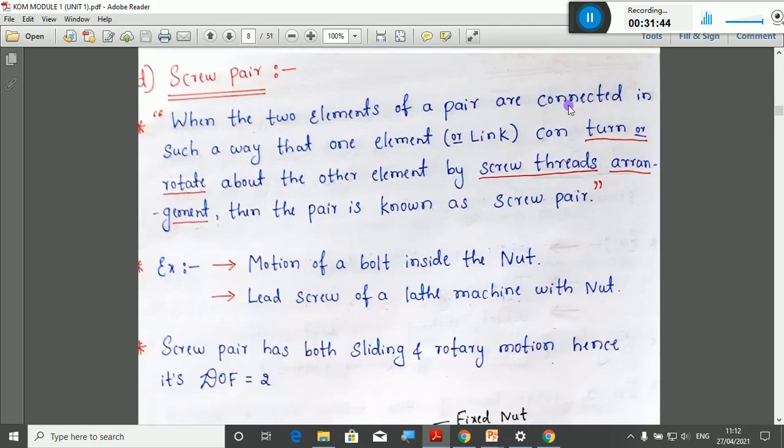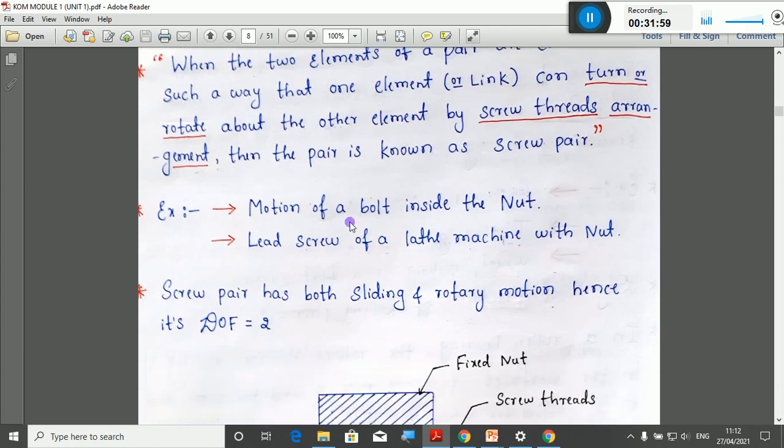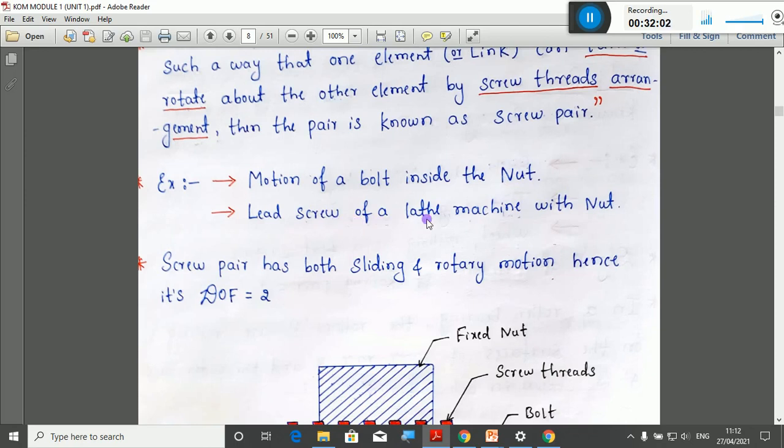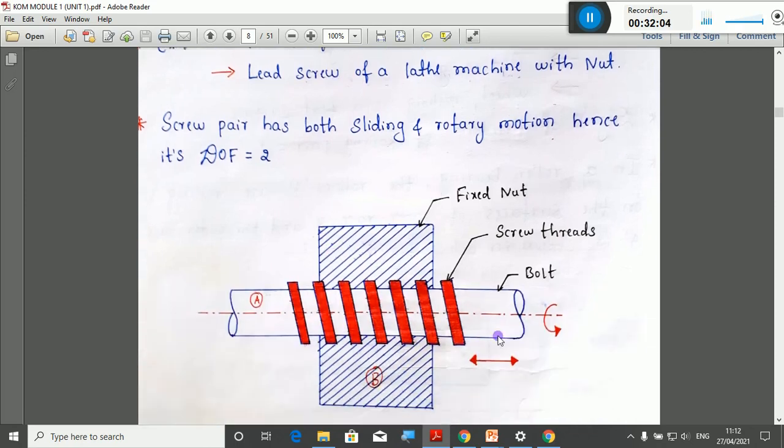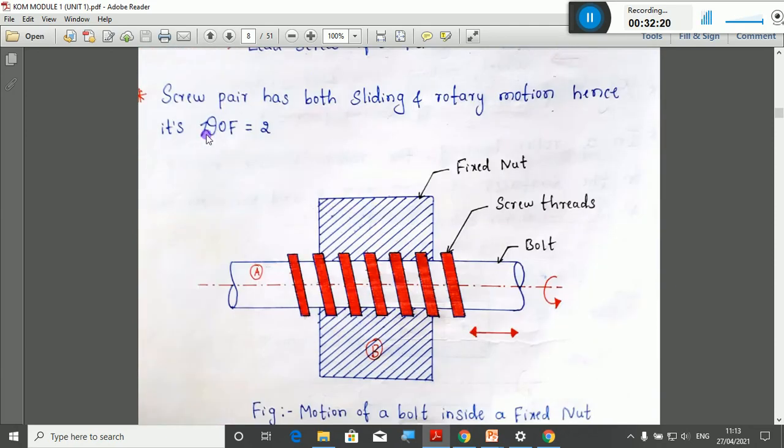The two elements of a pair are connected in such a way that one element, or kinematic link, can turn or rotate about the other element with the help of screw threads. Such an arrangement I can call a screw thread. The example is the motion of a bolt inside the nut, the lead screw of a lathe machine with a nut. Since this bolt has a rotary motion as well as a linear motion, the degrees of freedom is 2. These points are important: first definition, example, degrees of freedom, then finally failure.